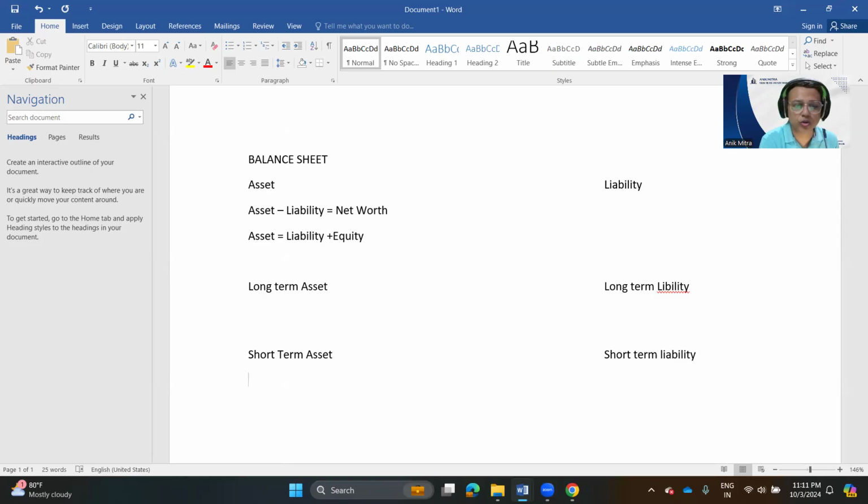Let's come to long-term asset. Long-term asset means whatever asset which is not movable within 1 year, that is long-term asset. Like for a company, its establishment, its property, plant, equipment, all these are long-term assets. These are not movable within a short span of time. So these are all your long-term assets.